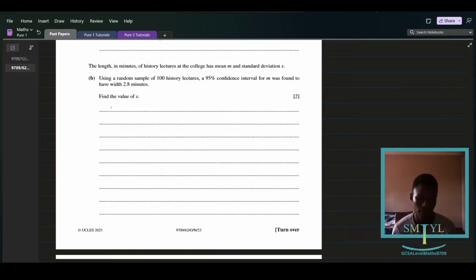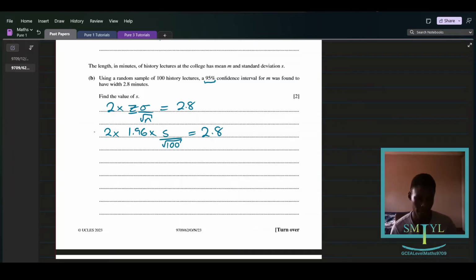Okay, so the formula for interval width would be 2 times Z times sigma over root n. And in this case, we're told that our width is 2.8. Again, this is a 95% confidence interval, so our Z value is 1.96. So this is 2 times 1.96 times sigma. Sigma is S over root n. N is 100, so this is root 100, is equal to 2.8.